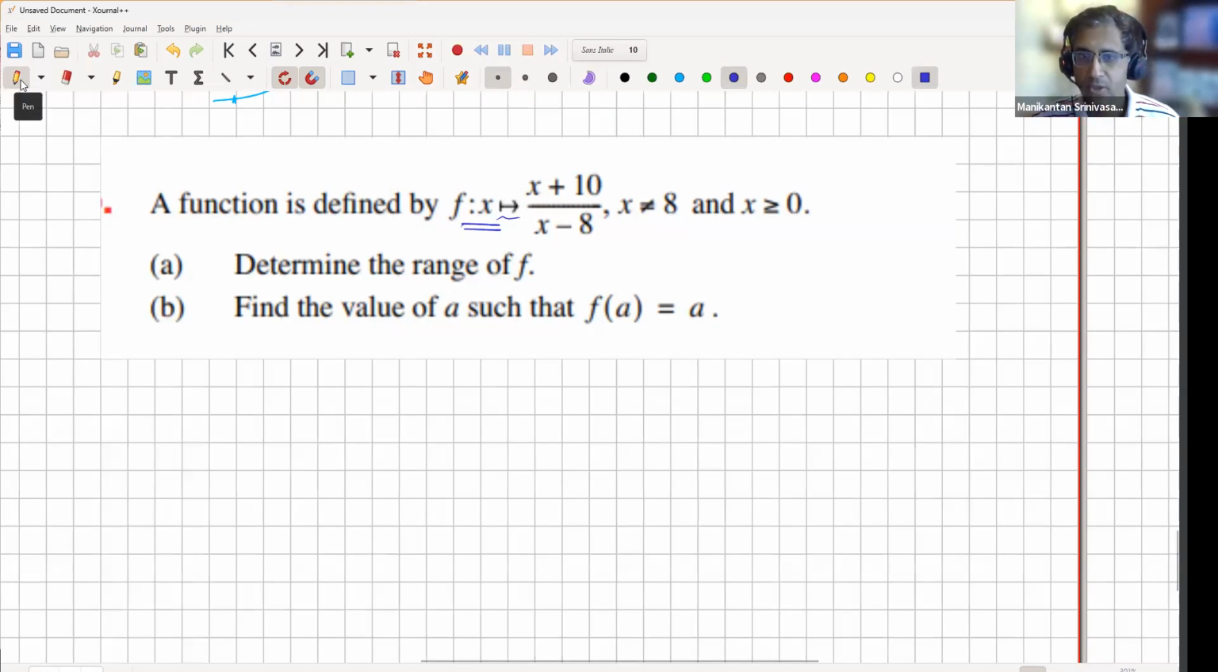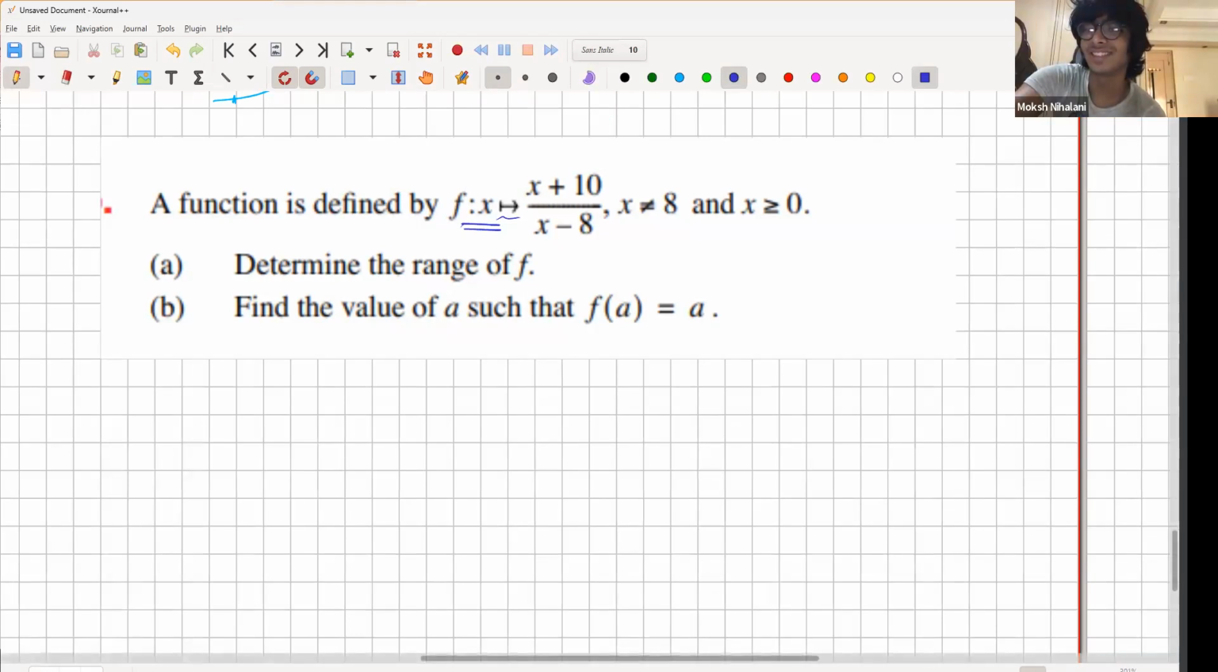Oh, actually, he has given the domain in the question. He has given the domain: x need not be greater than or equal to 0. For example, x could be -3 also. But he is defining the problem based on his own will.